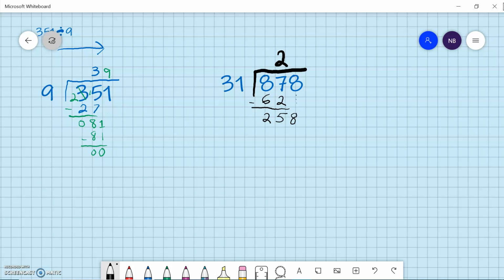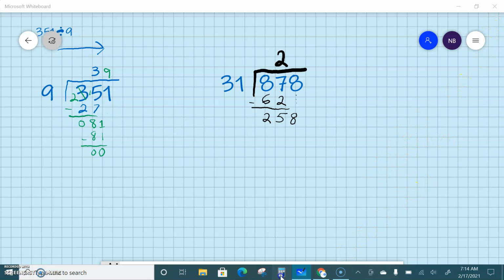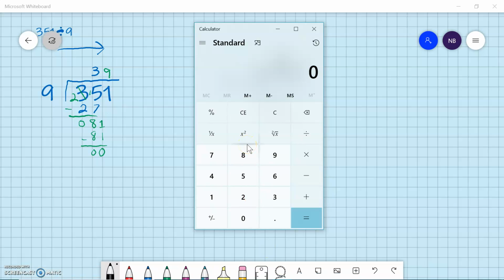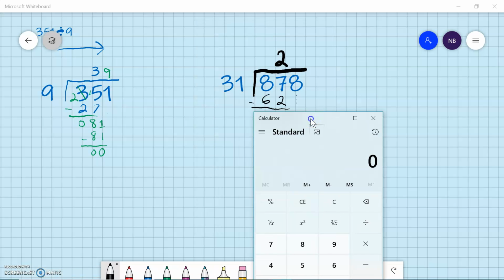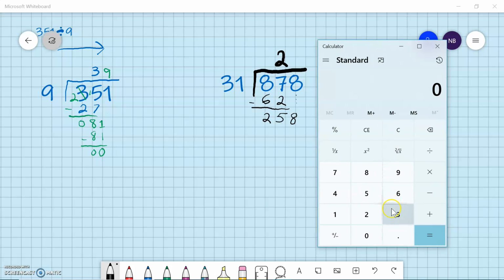Now the question I have to ask is 31 times what gets me the closest to 258? So you can use a calculator for this step. I would recommend that, since we're already doing the division by longhand. And let's try 31 times 4. All right, I can keep going. Let's do 31 times, I'm going to just try a 7. And I get 217. I'm getting a little bit closer.